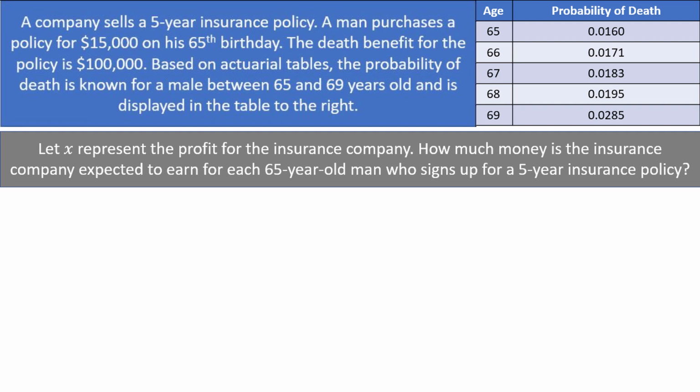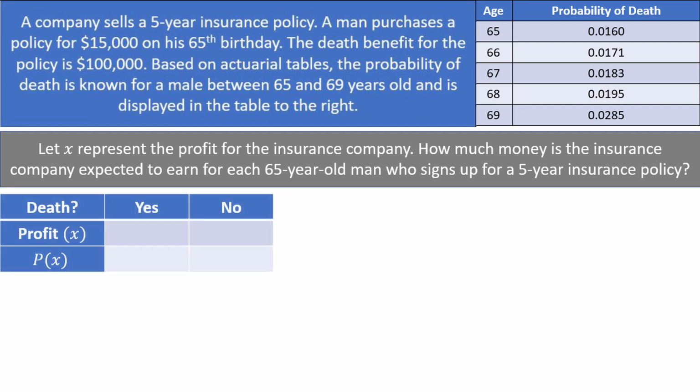We know that most of the time, when the individual survives, the insurance company is going to profit big. They will pocket the entire $15,000. A small percentage of the time, the insurance company will lose big. They will have to pay out the $100,000. The expected profit is somewhere in the middle. We can create a table that represents the discrete probability distribution of profit for this company.